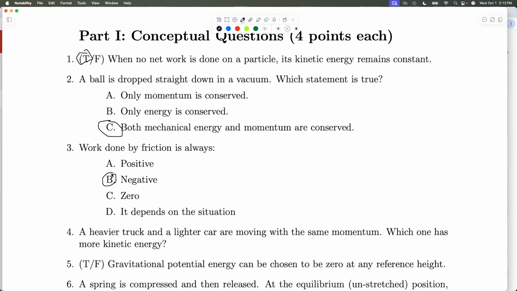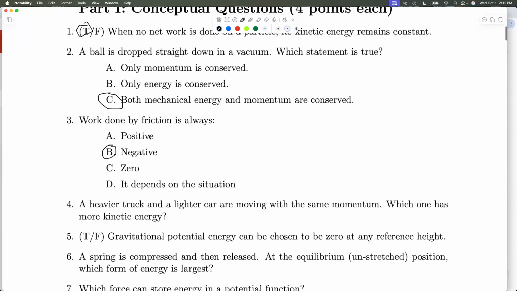Another way to think about this: positive work means you're putting energy into the object. You're either increasing its kinetic energy, its potential energy, its spring energy, giving it some kind of energy. Negative work means you're taking energy away from it. You're decreasing one of those. That's what friction does. It's decreasing kinetic energy, so it's negative work.